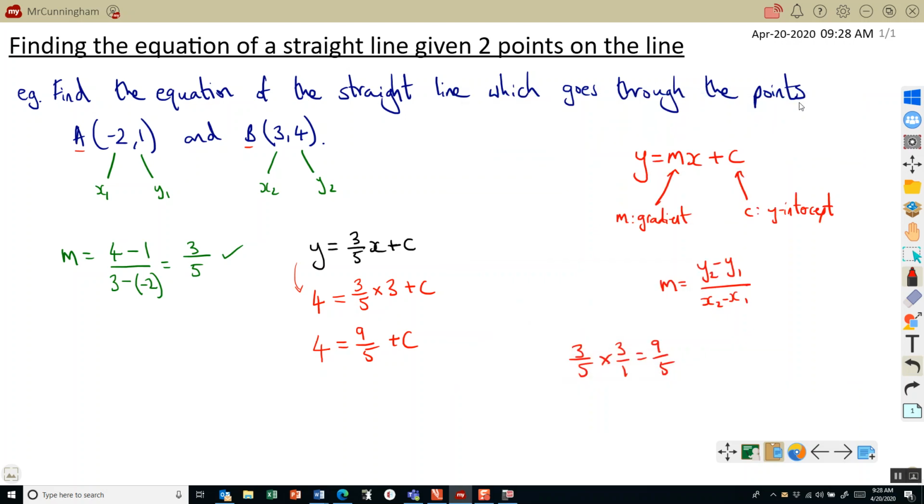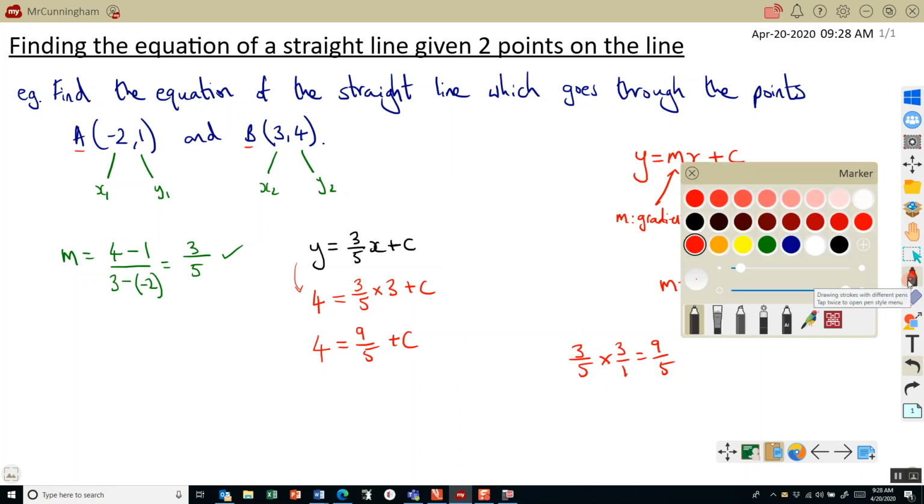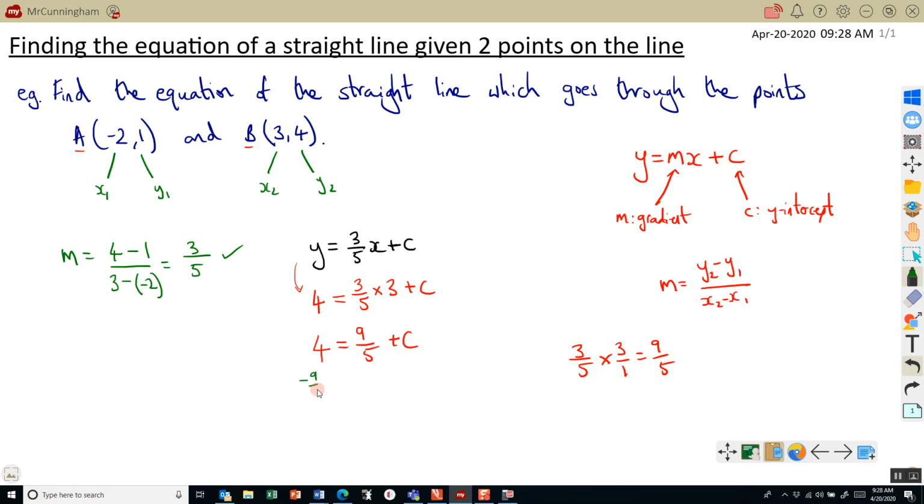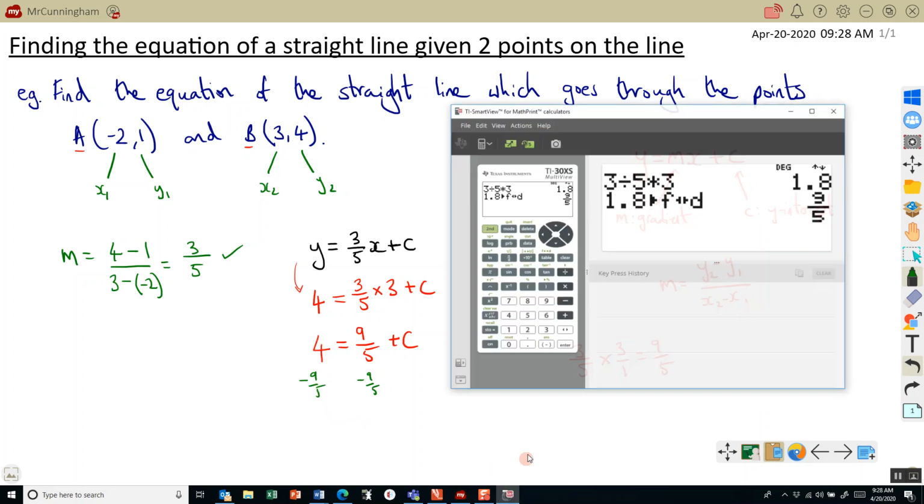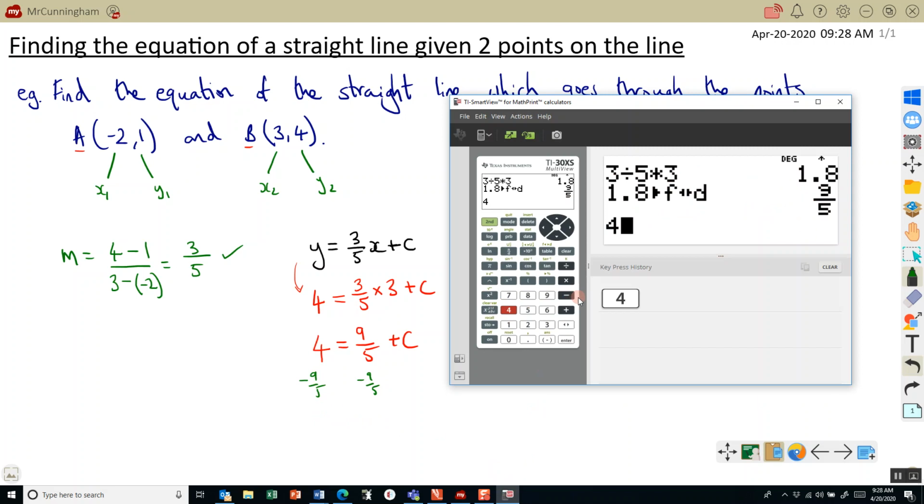So to work out c now, I want to get c by itself. So how do I get c by itself? Got 4 equals 9 over 5 plus c. I'm going to subtract 9 over 5 from both sides. So what's 4 take away 9 over 5?